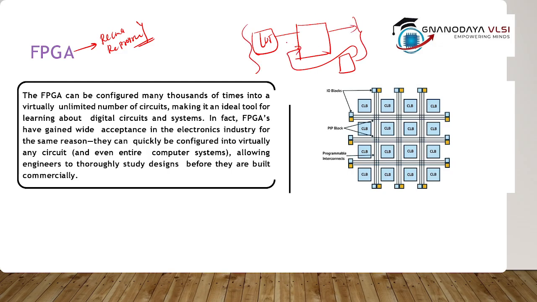Inside a CLB, these will be there: a mux and a D flip flop. One input is coming from the lookup table, and one input is coming from the D flip flop, the delayed input. Then you are getting the output.